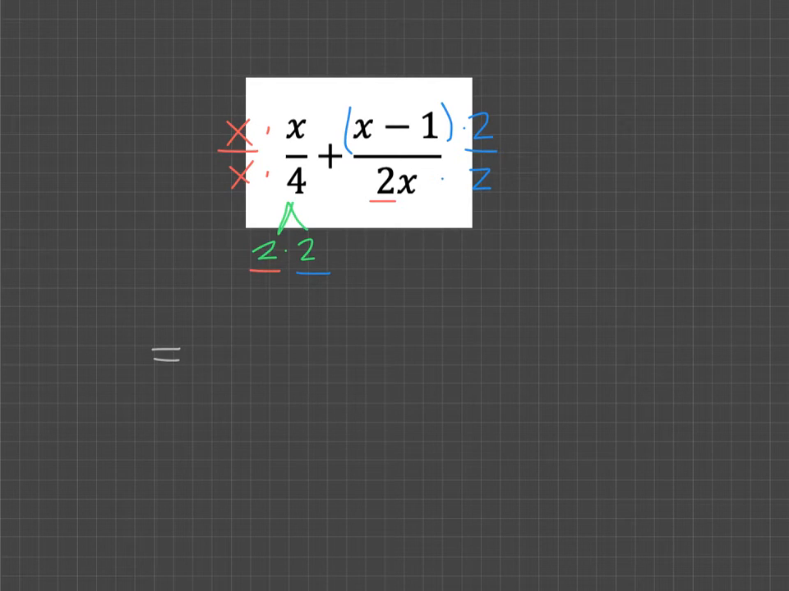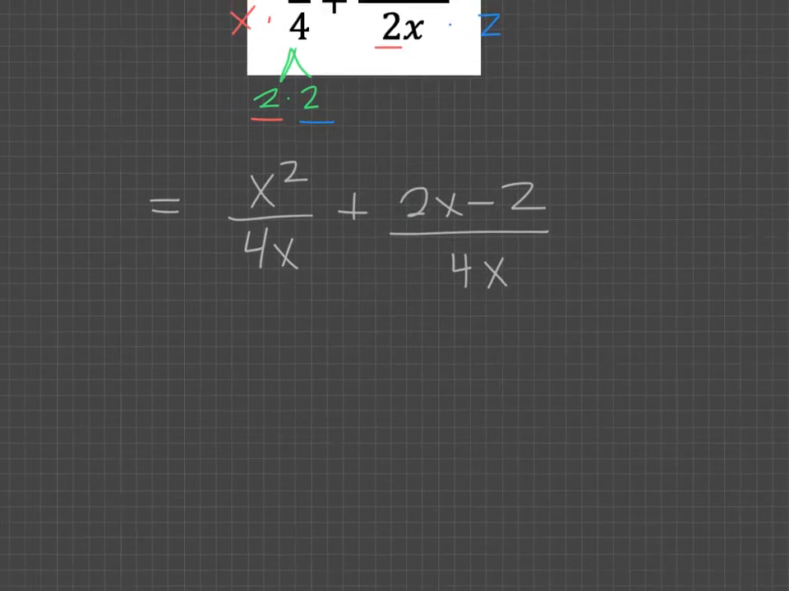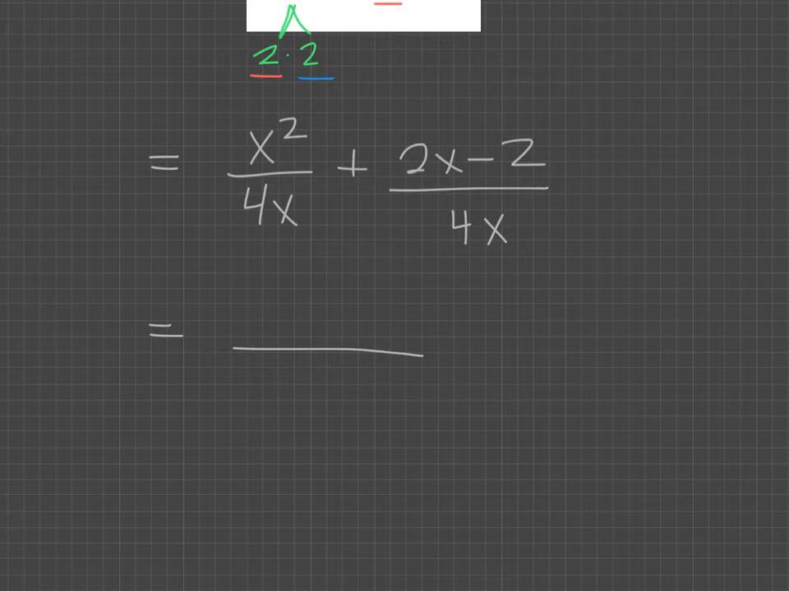This is going to give us x times x, which is x squared, over x times 4, so 4x, plus, we want to distribute this 2, so 2x minus 2 over, multiplying 2 times 2x, that's going to give us 4x. So there's our common denominator of 4x. Last step, we're going to add across the numerator over this common denominator of 4x. So we've got x squared plus 2x minus 2.